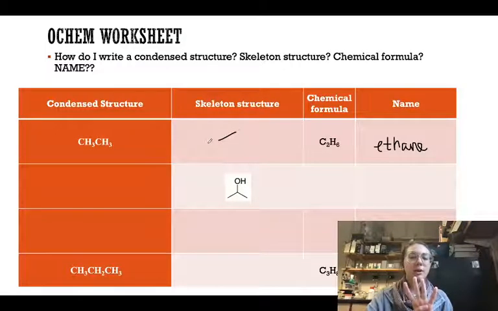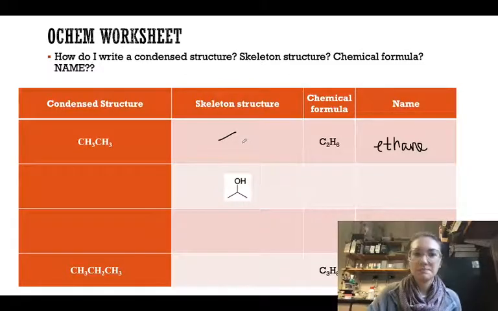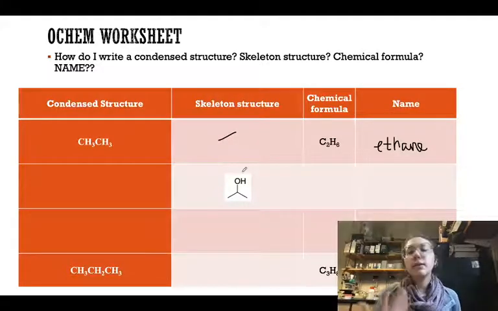It's bound to 1 carbon on each side, so each of them has 1 bond done, and then it should have 3 hydrogens on either side, so it's perfectly drawn. Great. Next, I'm only given the skeletal structure.